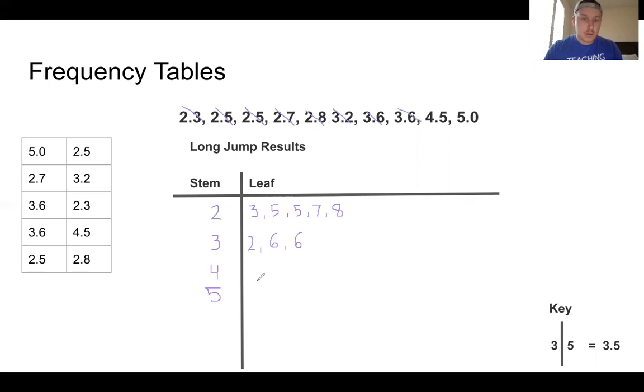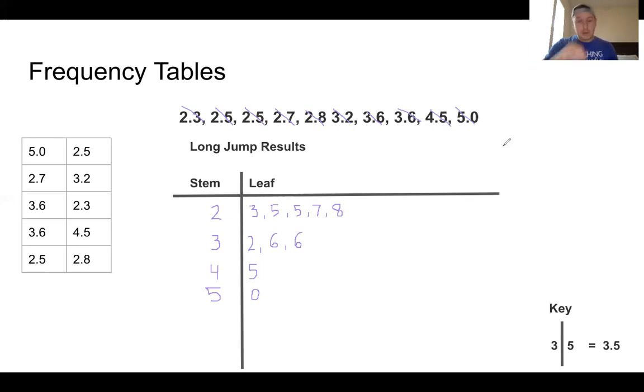Moving on to 4, there's only 1 for 4, so that's 4 and 5/10. And we have 1 for 5. So even though there's no value in the tenths place, we still want to put a 0 there to show that that point was there, okay? So cross off our 4 and 5/10, cross off our 5 and 0/10. And we've created our stem and leaf plot.